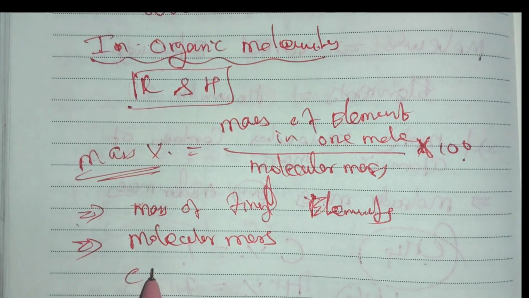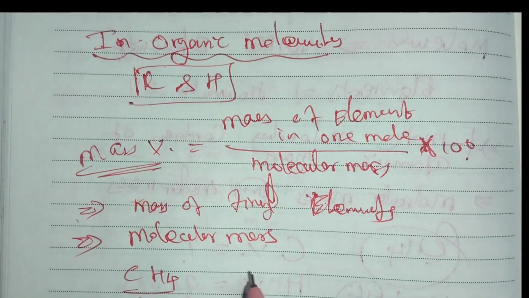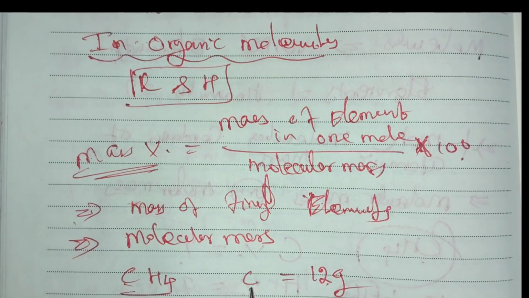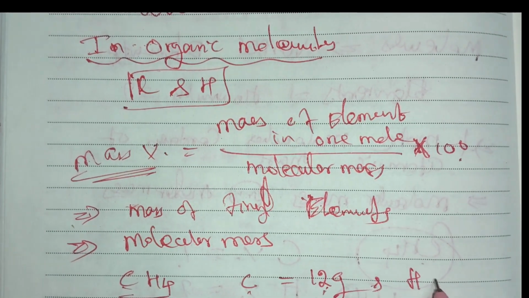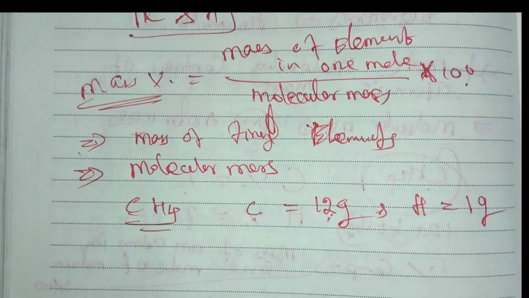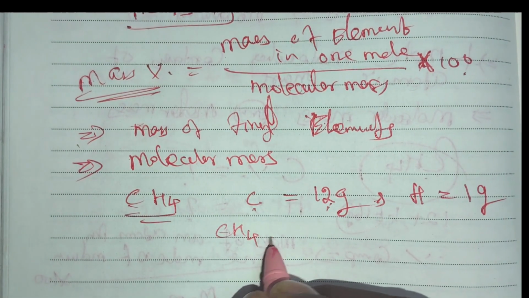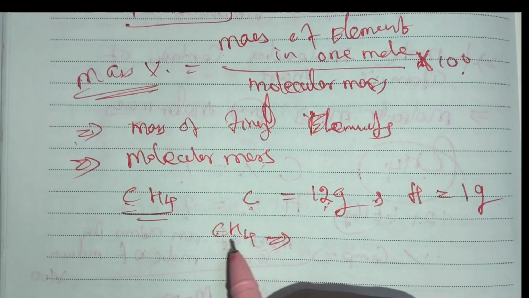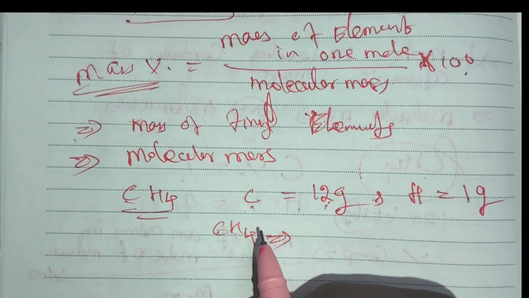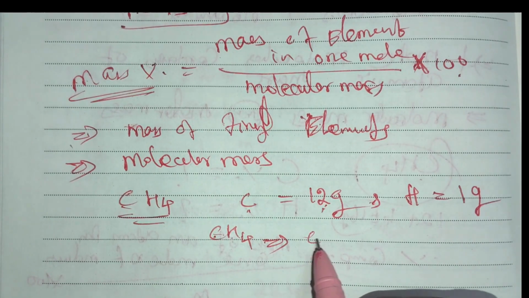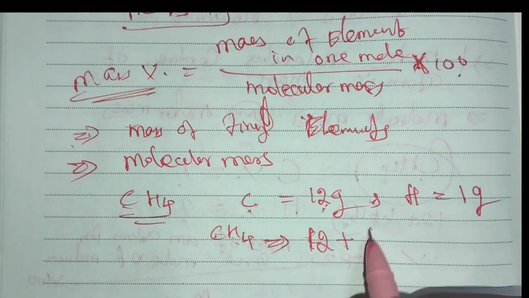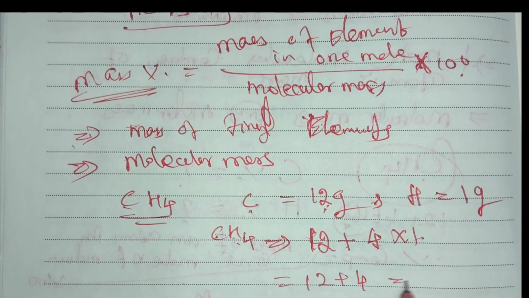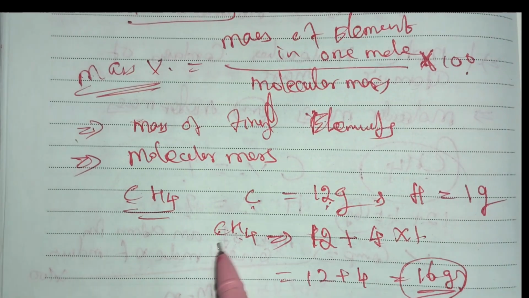For example, see here is methane. Here the carbon has a mass of 12 gram. So 1 mole of methane contains 1 carbon, so the element carbon has 12 gram, and hydrogen has a mass equal to 1 gram. The molecular mass of methane is the sum of the atomic masses of the elements in the molecule. Carbon has only 1 carbon, so 12 plus 4 hydrogens; each hydrogen is 1, so 4 into 1 is equal to 4. So 12 plus 4 is equal to 16 gram. This is the molecular mass of methane.